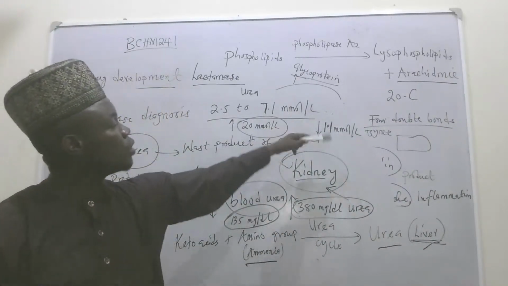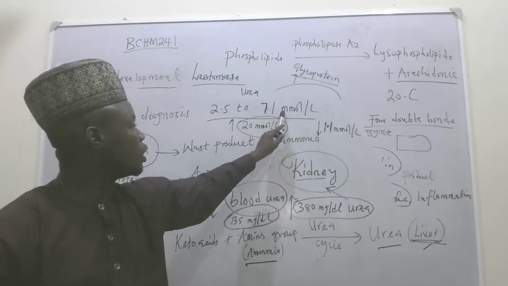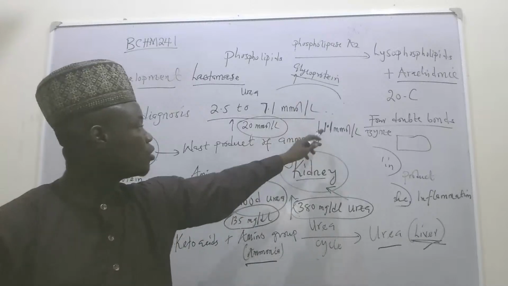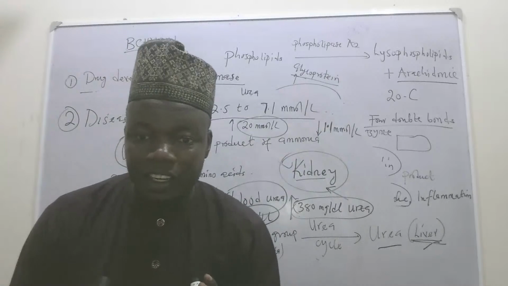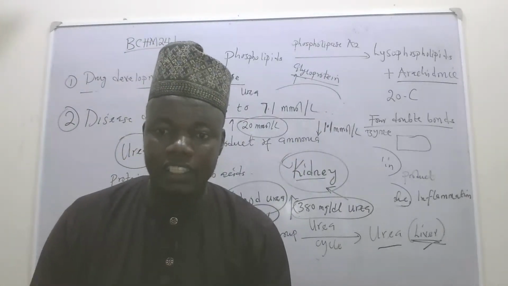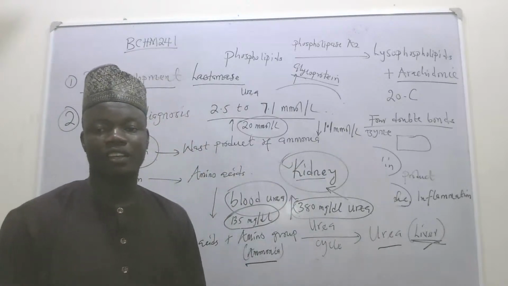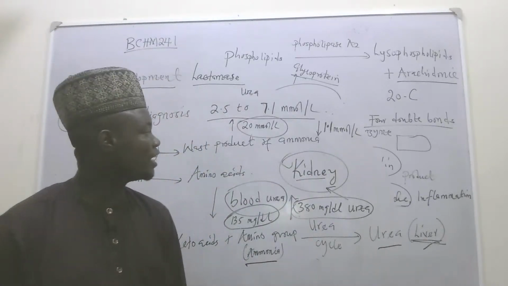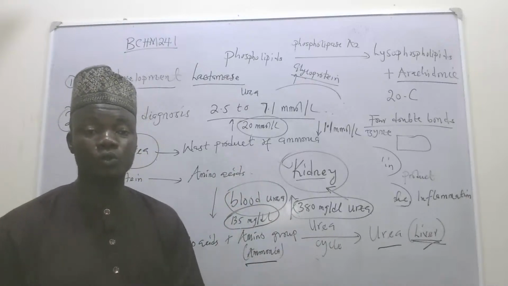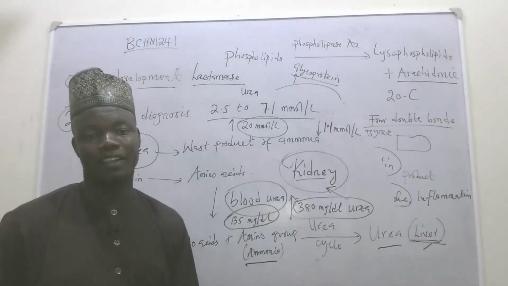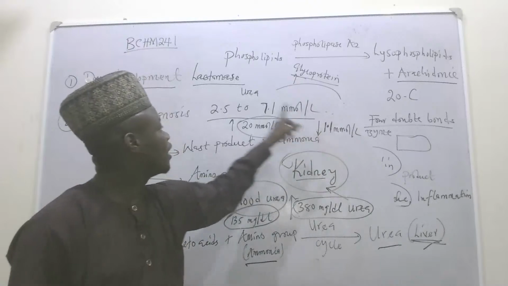So now, which one do you think is having a problem when it goes down? Instead of 2.5 to 7.1, you check the blood and observe that it's 1.1 millimole per liter. At this point, the answer is liver, not kidney. It means that the liver is not producing the urea, so that is why it is lower than expected.